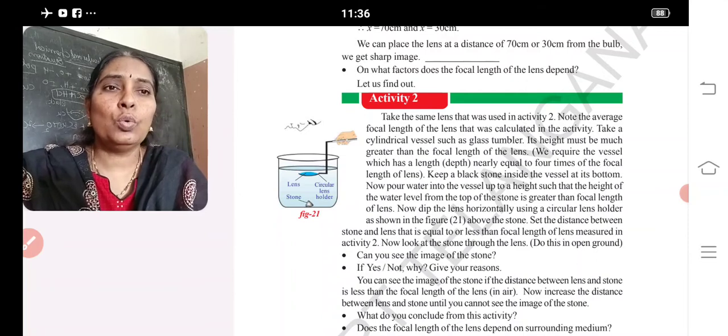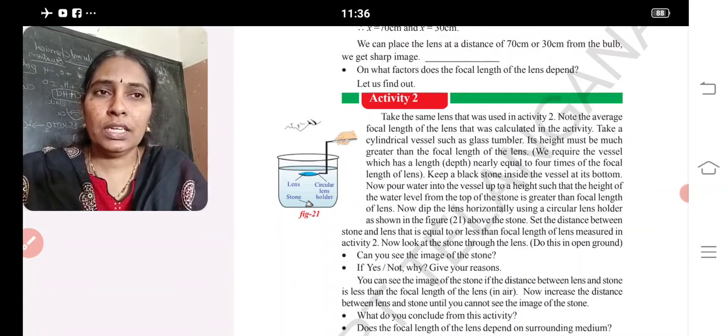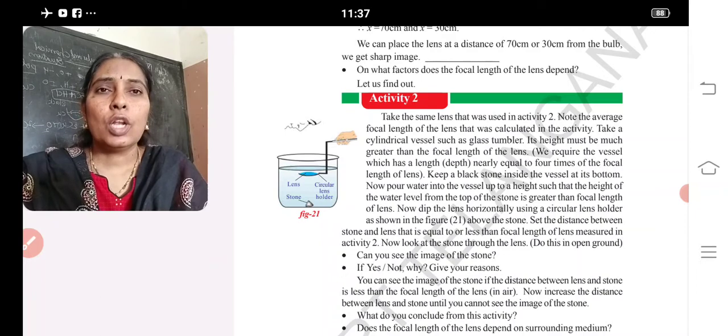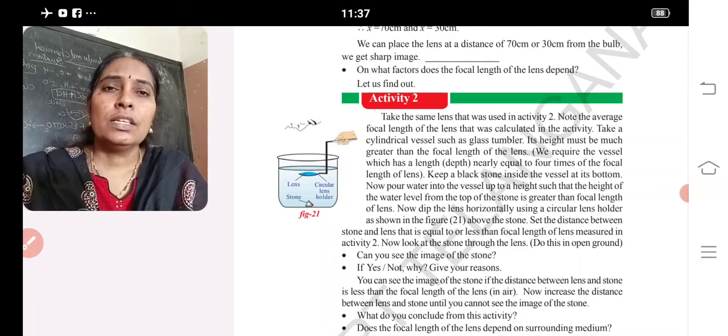Next, activity 2. What is that activity? Take the same lens that was used in the earlier activity. Note the average focal length of that lens that was calculated in the activity. Take a cylindrical vessel such as a glass tumbler. Its height must be much greater than the focal length of the lens, and what we have to do is fill it with water. The level of the water is less than the focal length. Now with the help of a lens holder, just fix the lens in that and dip it in the water.